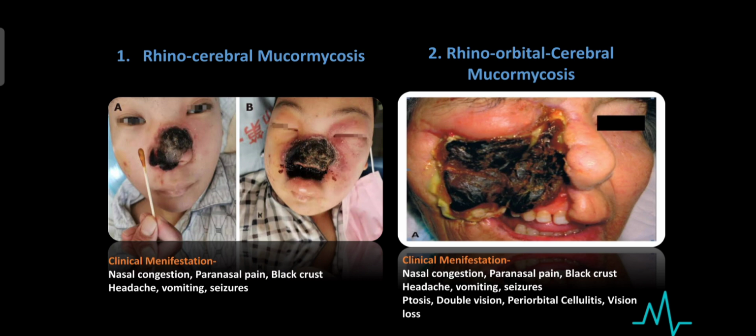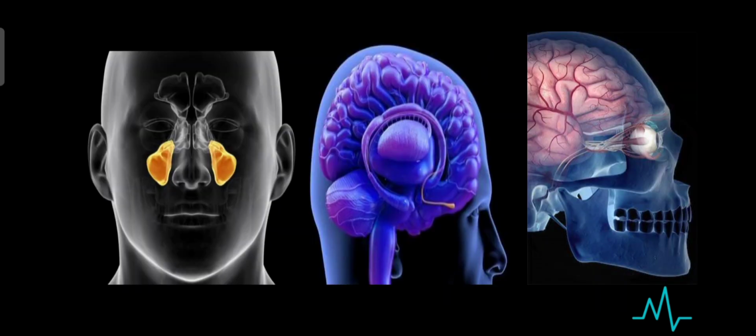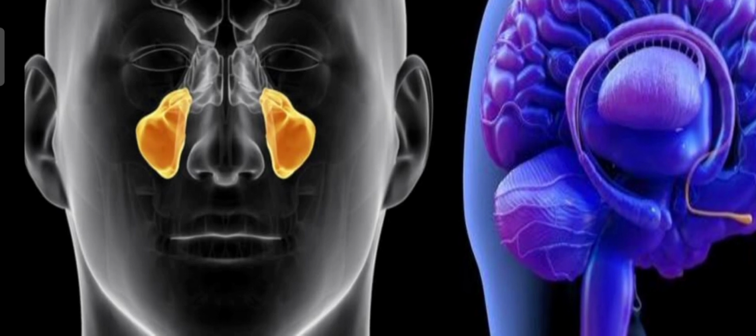Additionally, due to the reason that the orbit is also involved, the patient will have ptosis, that is the drooping of the eyelid, because the nerves are also involved in this particular disease. The nerves will be damaged, which will cause the ptosis, and double vision, which is also known as diplopia, along with paraorbital cellulitis, and ultimately the vision loss, right? So let's see this in these images.